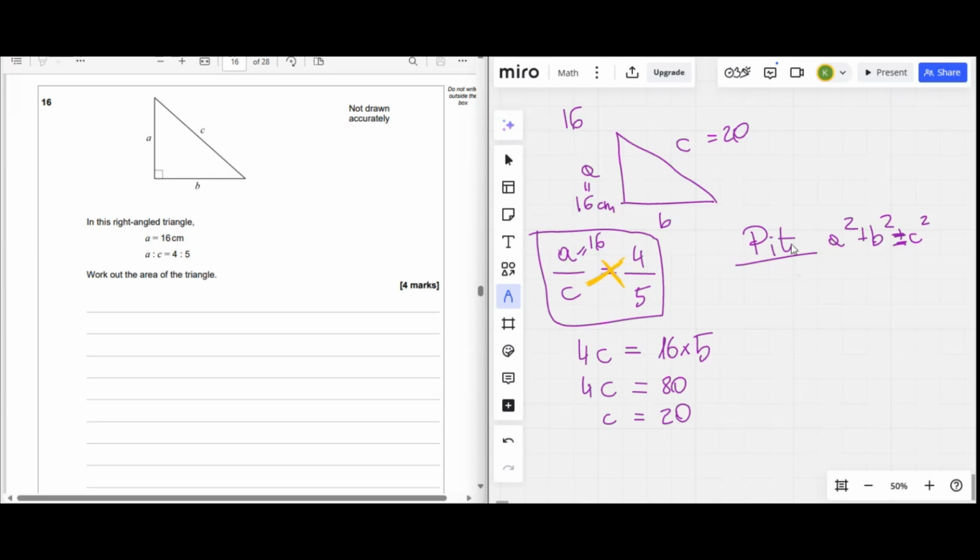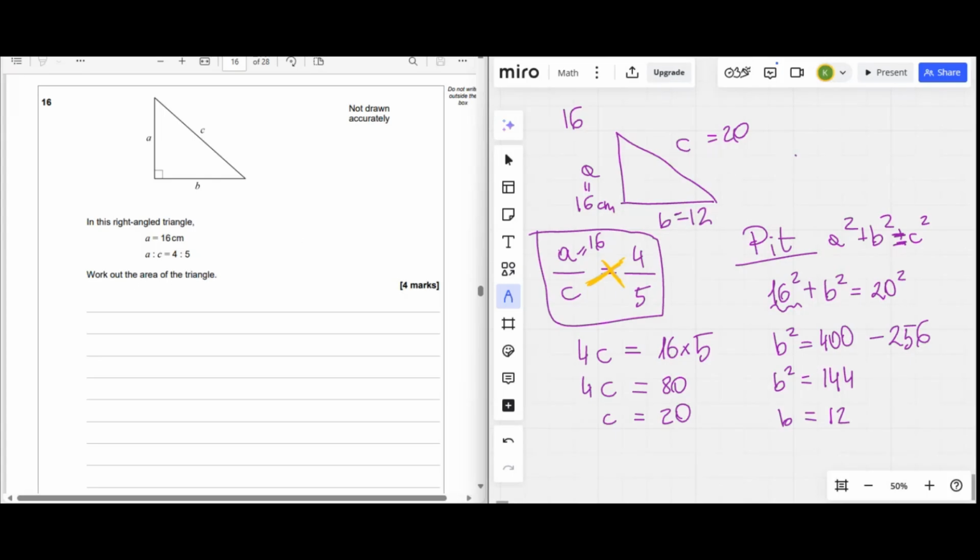Let's start with A squared. 16 squared plus B squared, B is unknown for now, equals C, 20 squared. So B squared is 20 squared, 400, minus 16 squared, being 256, right? It was on the left, but we need it on the right, so we need to subtract this now. Do you agree? So that difference is 144, and we have a beautiful square root being 12, being B.